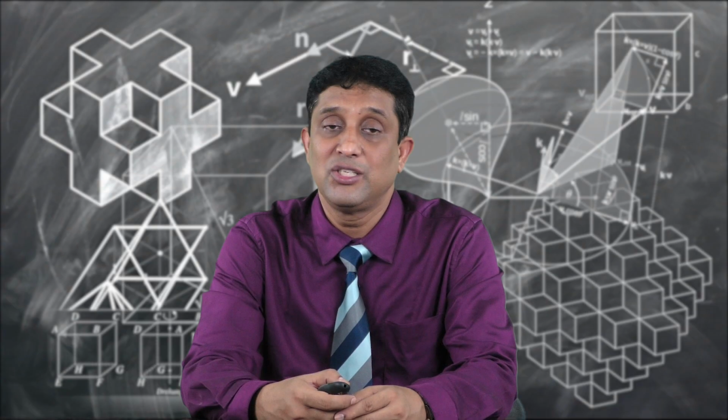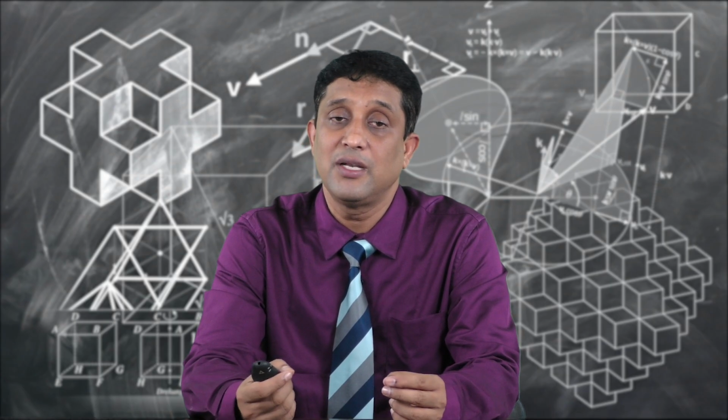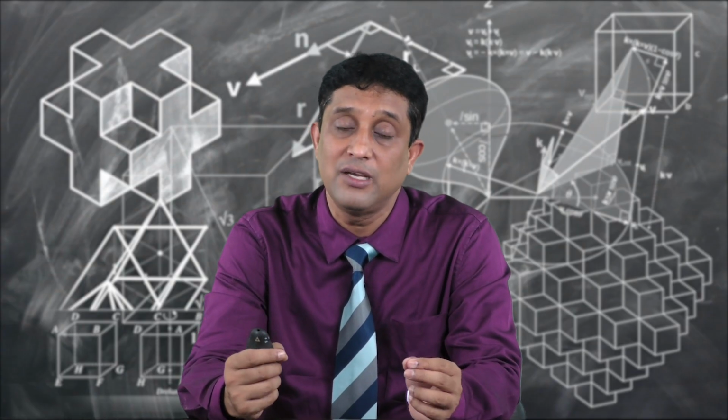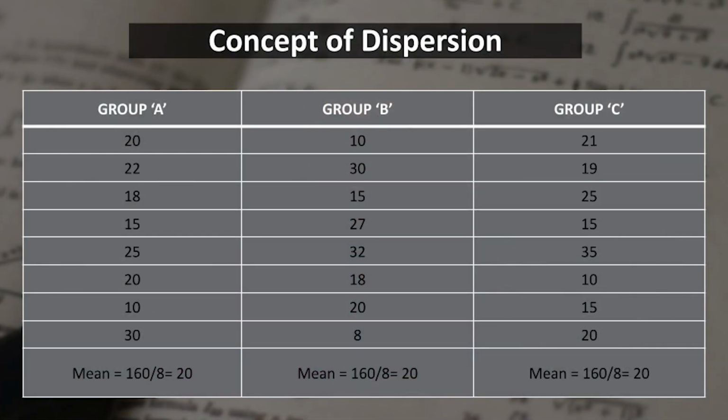But can you say that all 3 groups are equal so far as their abilities are concerned, so far as their range of scores is concerned? If I can say that, you see in group A, the lowest score is 10, but in group B the lowest score is 8, and in group C again the lowest score is 10. In group A the highest score is 30, in group B the highest score is 32, and in group C the highest score is 35. So here there is a variation.